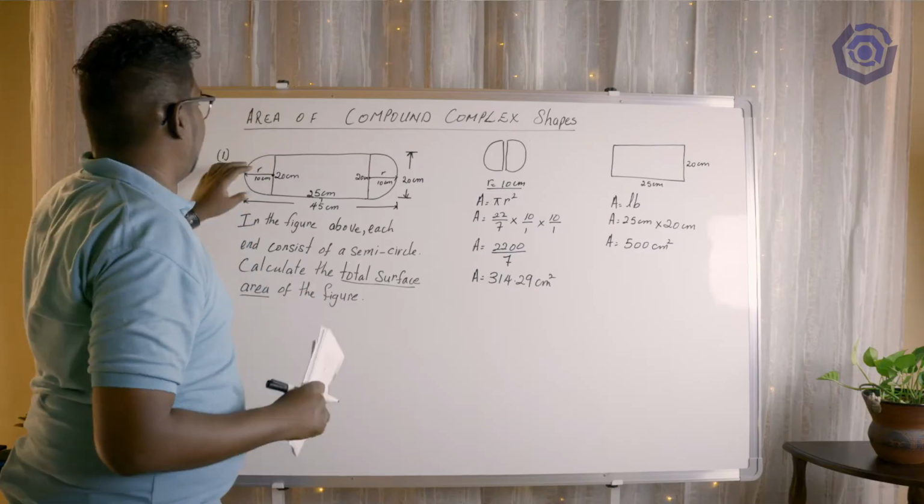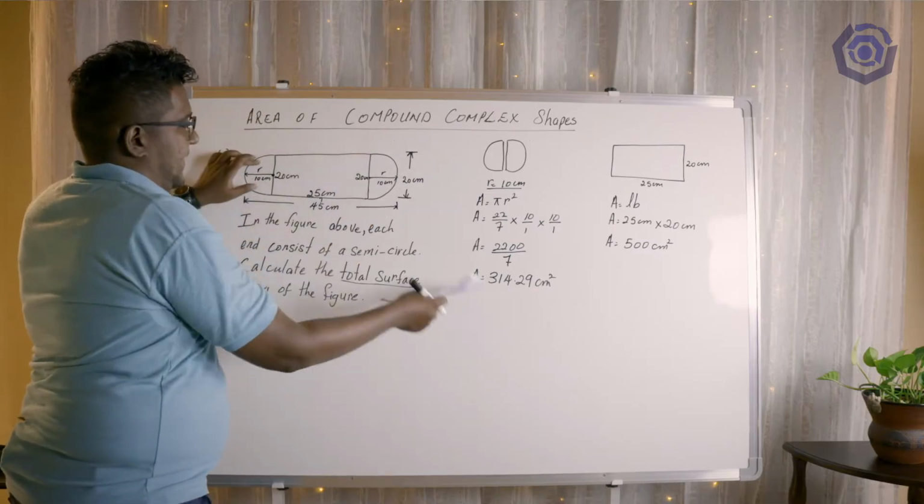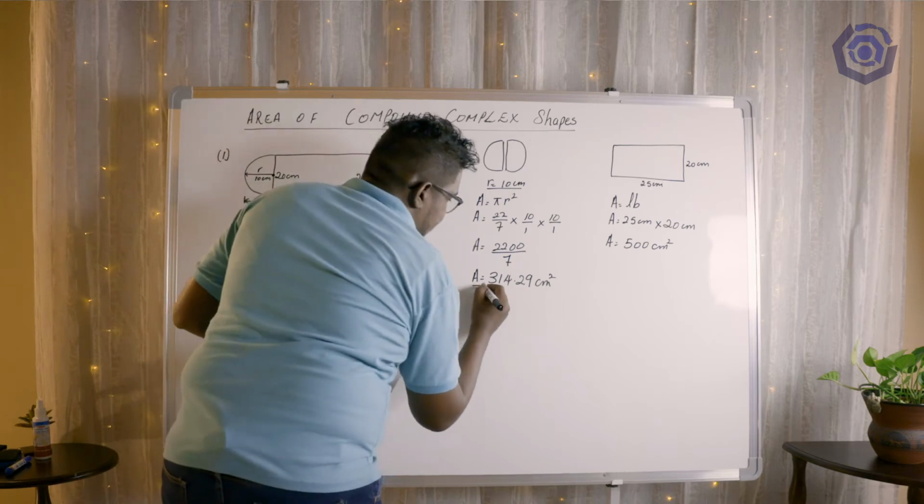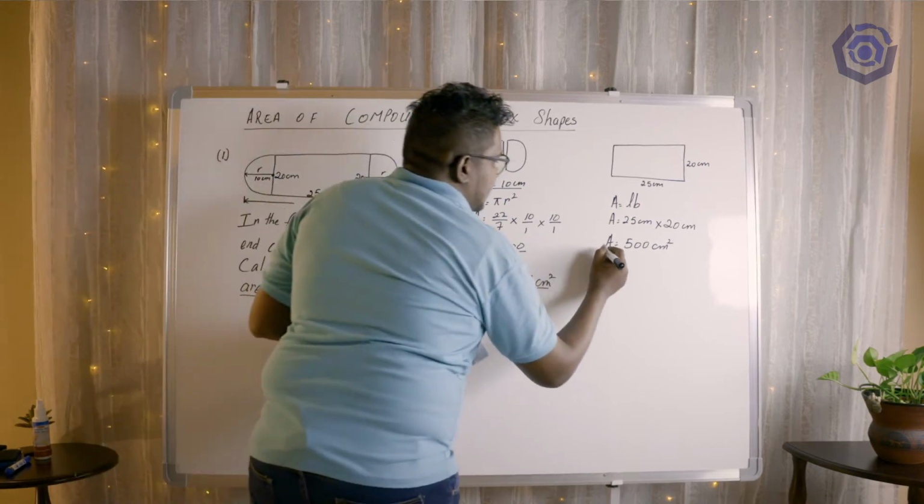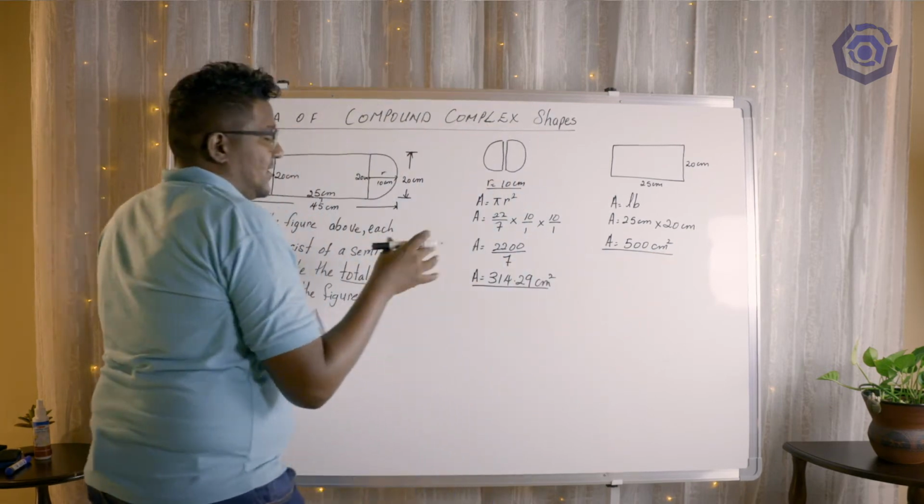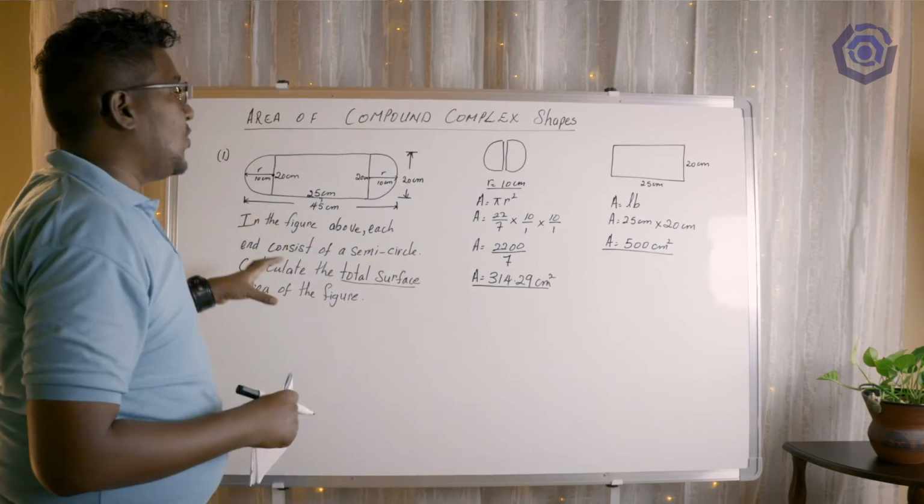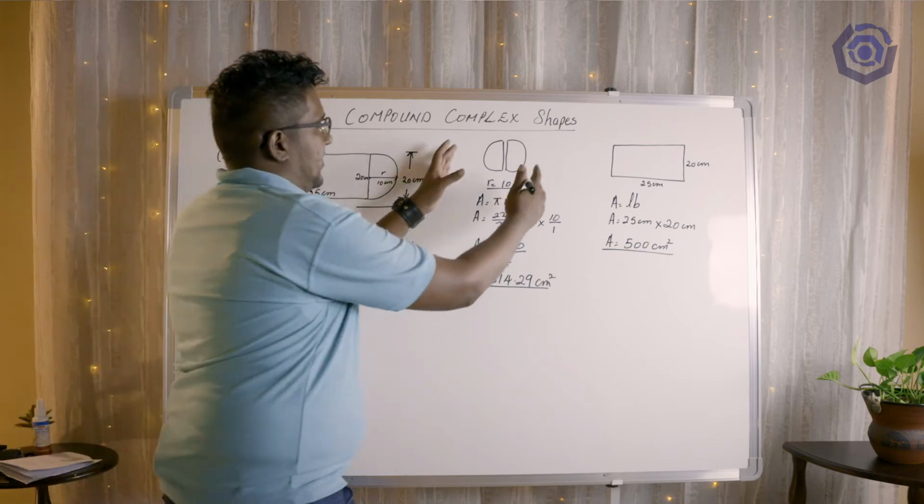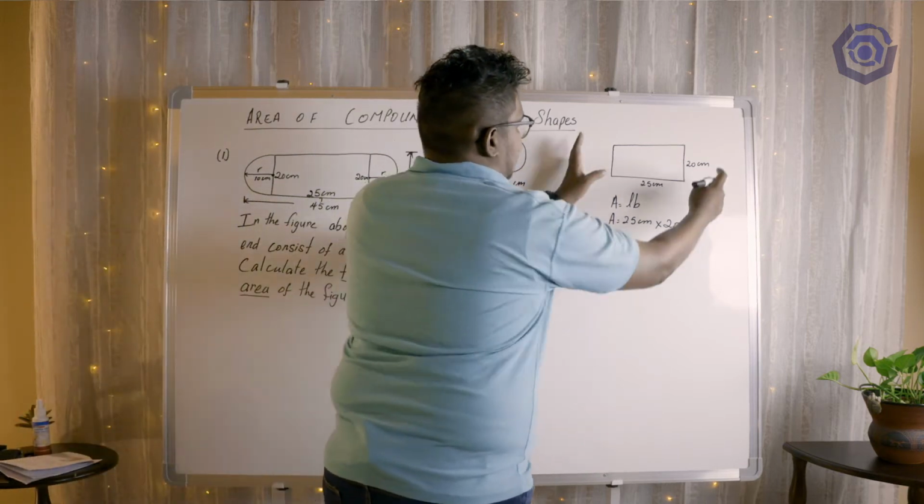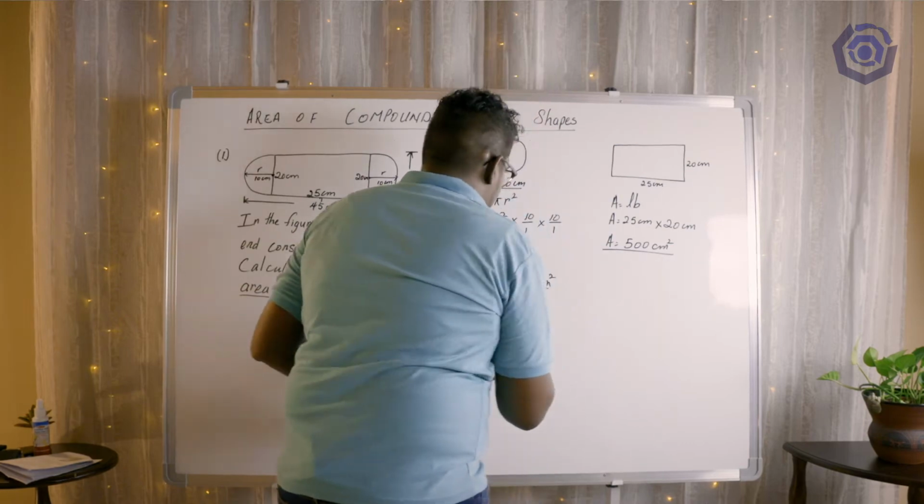Now, we found the area of the two ends, which is 314.29, and we found the area of this entire middle rectangle, which is 500. Now, this is not the end of the question. We have to find the total area now. So the total area for this shape would be the area of our circle plus the area of our rectangle.